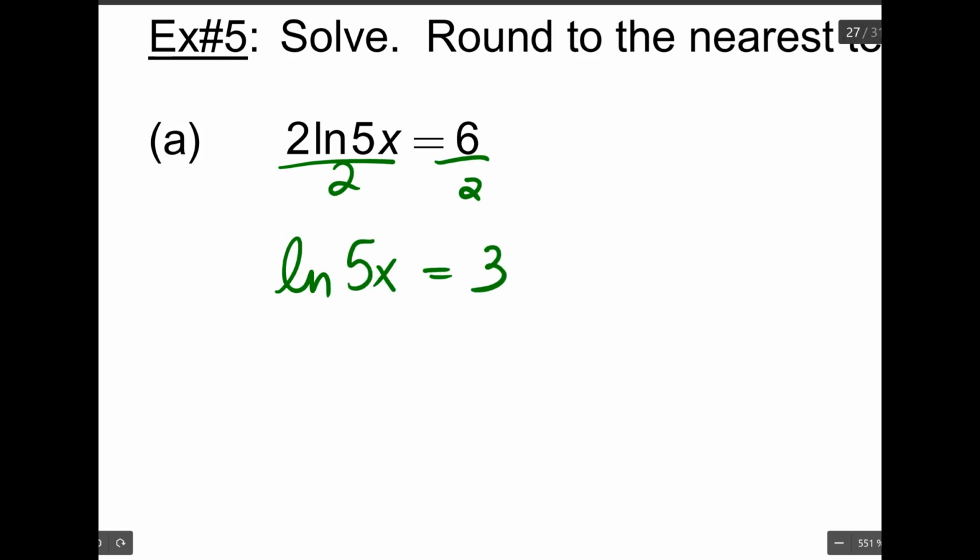How do I get rid of a natural log? Remember, if I have a base of e, I could take the natural log on both sides. If I have a natural log, I'm going to take each side and literally put e to the power of each side.